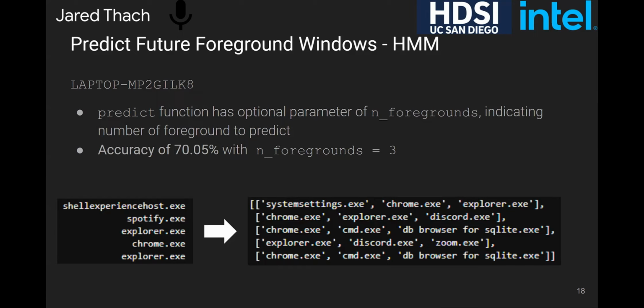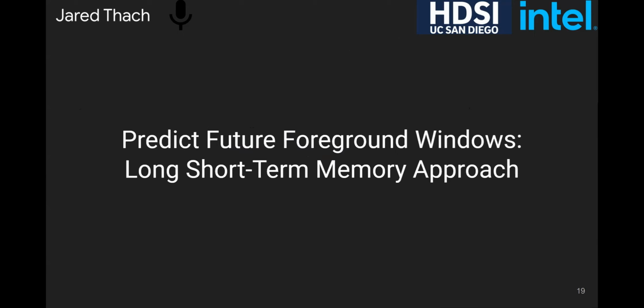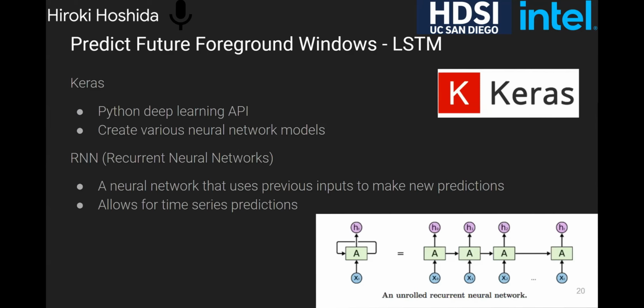However, one concern is that the model will heavily bias towards applications that are frequently used, such as Chrome and Explorer. Our second model we developed was the LSTM RNN model. In order to create our model, we used a Python library called Keras. Keras is a deep learning API that allows us to create and test various machine learning models quickly. By using the built-in functions, we can streamline our model creation process.